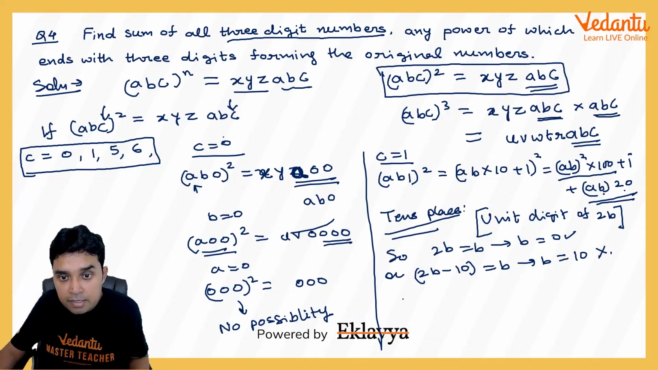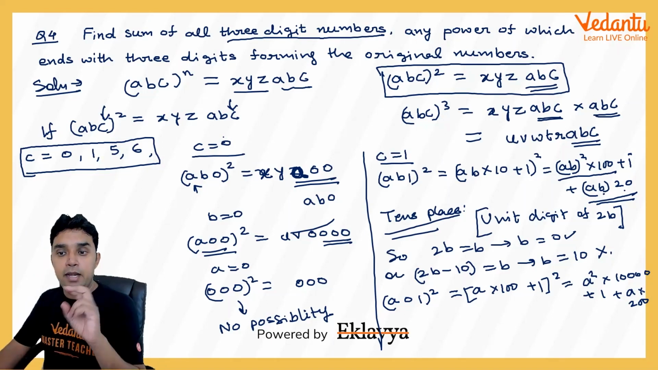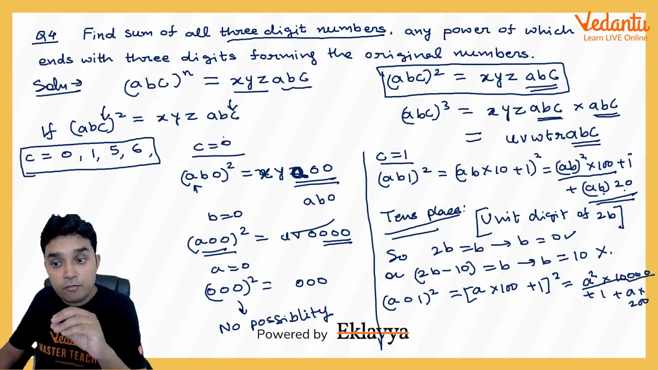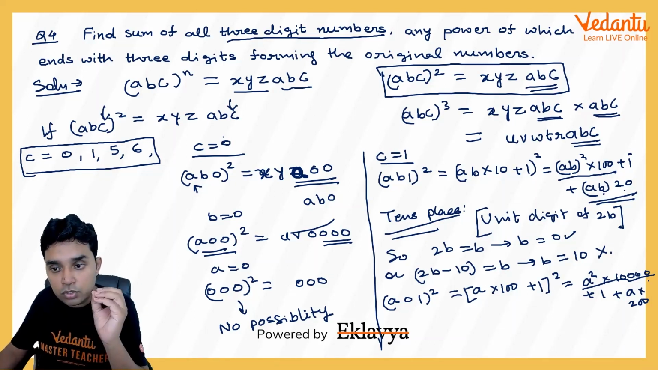Now my number has become A01. If I do the square of this, we will get A into 100 plus 1 whole square. So if I expand it, we get A square into 10,000 plus 1 plus A into 200. Okay, so here you can check on the right hand side, the last two places in this term are 0. In fact, the last three digits of this term are 0, 0, 0 only.